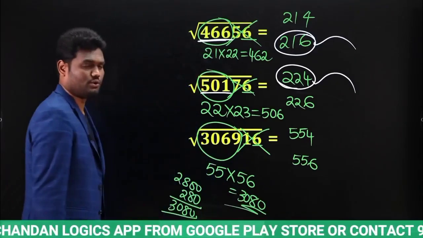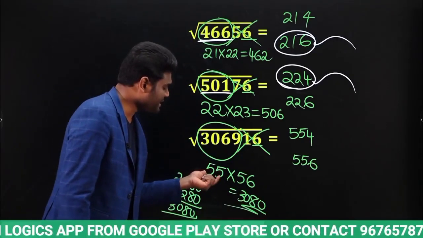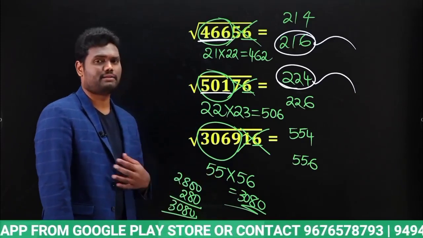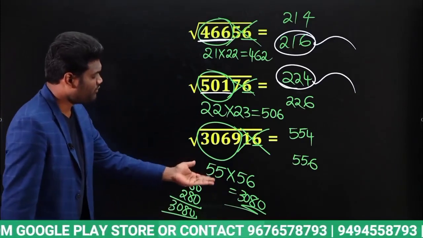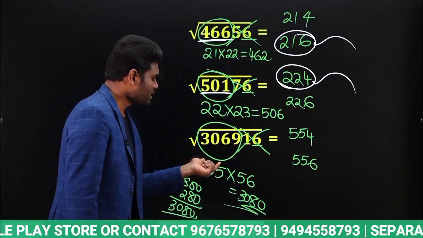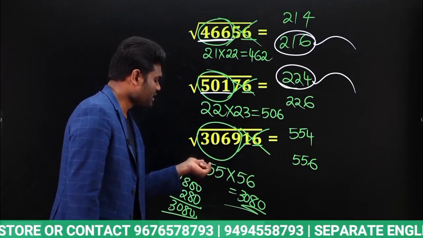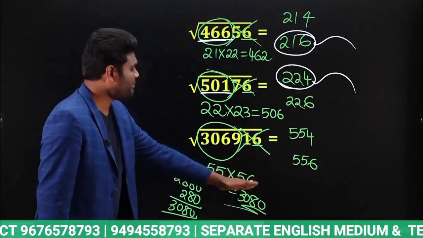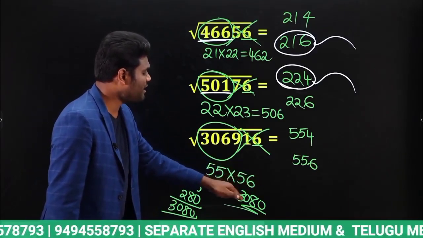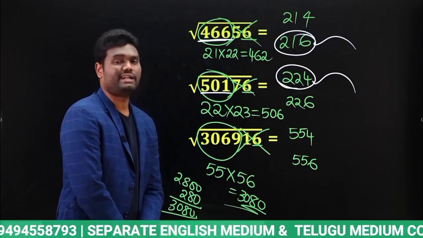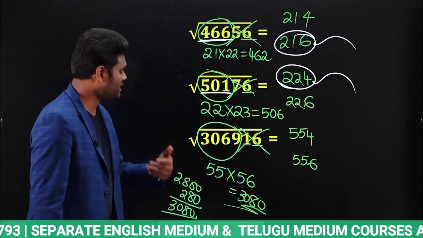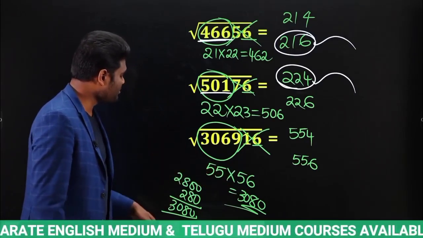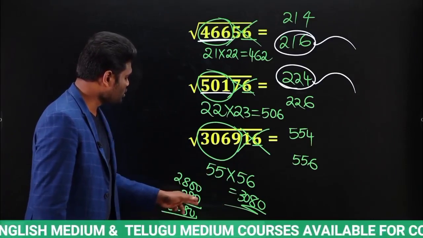Yes or no? 3080. Why? Because I am writing 55 as 110 by 2. If you want 55, you can write it simply as 100 by 2 plus 10 by 2. Yes or no? Then you need to do half. 56 half is nothing but 28. So 2800 plus 280. When you add both of them, it is going to be 3080.